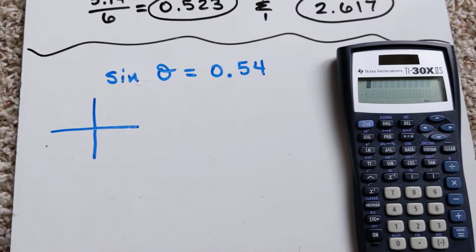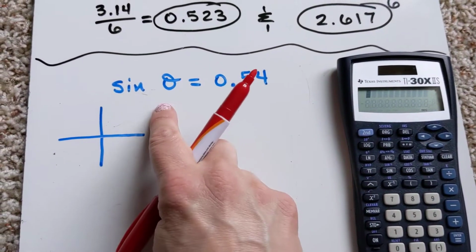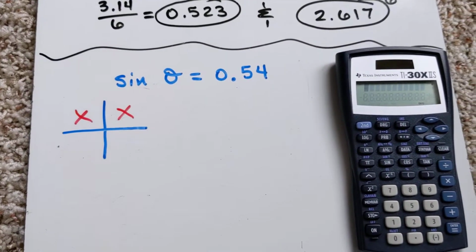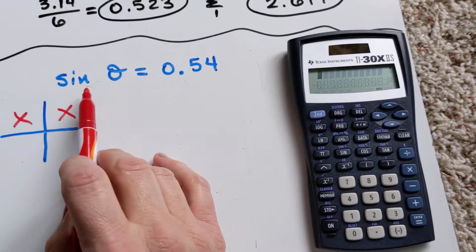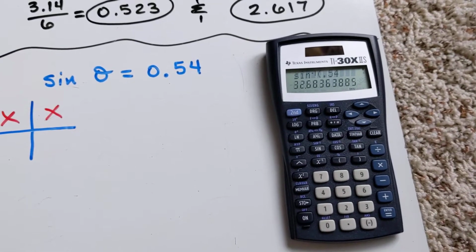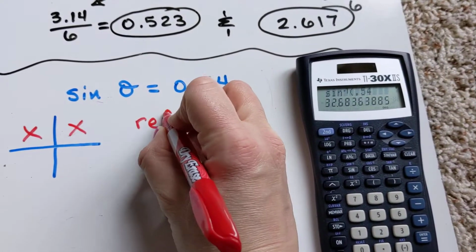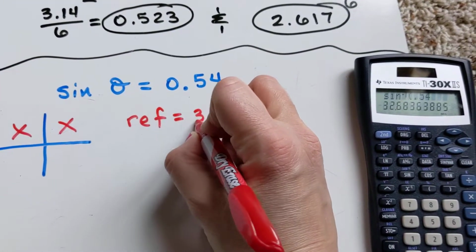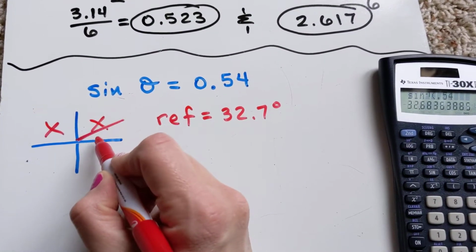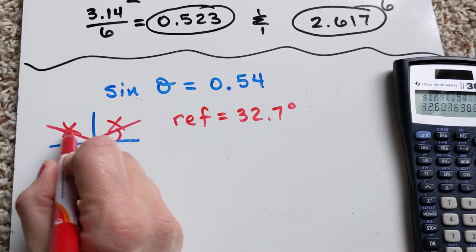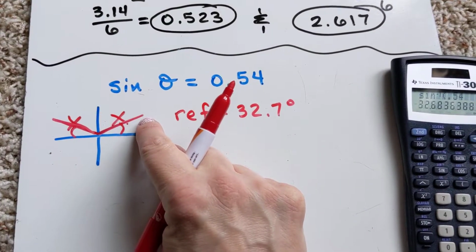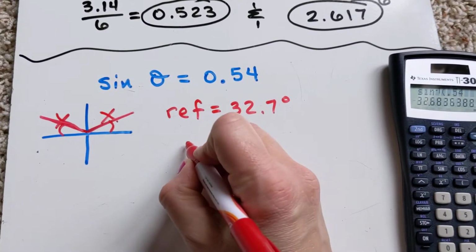But since this is not on your unit circle exactly, we do know that sine is a positive answer in the first quadrant and the second quadrant. Use your calculator to inverse this value. So second sine 0.54. So my reference angle is 32.7 degrees. That means my 2 answers should be about that far into the first quadrant and about that same distance but into the second quadrant. So this first answer is really that in degrees.